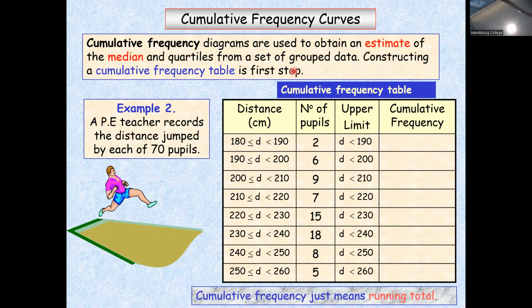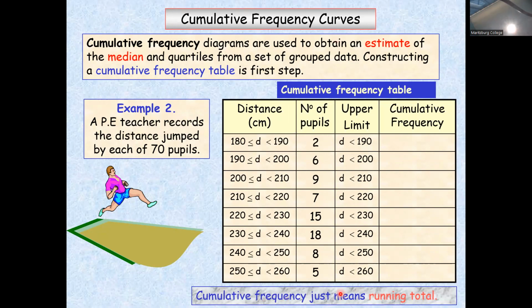curve. So if we look at this example, we have a PE teacher who records the distance jumped by each of 70 pupils. You'll notice in our table we have the distance, which is the first interval between 180 and 190, and the number of pupils, 2, which means we have 2 pupils who jumped between 180 and 190. And it's very important to keep track of your upper limit, and your upper limit in the first range from 180 to 190 is 190.